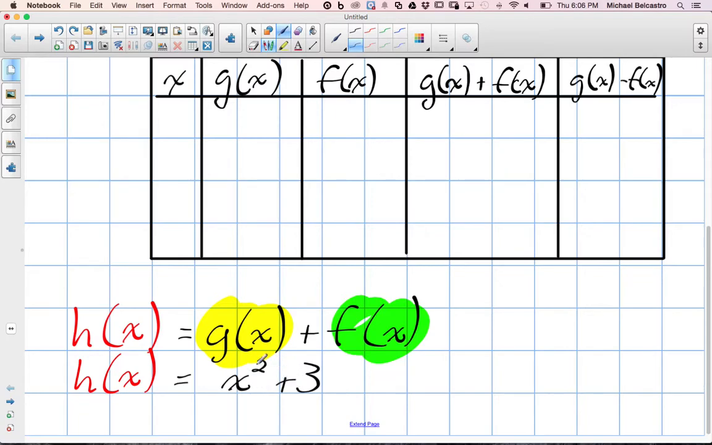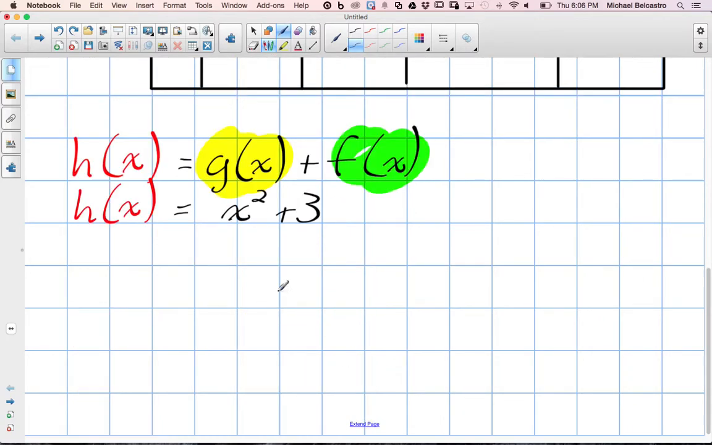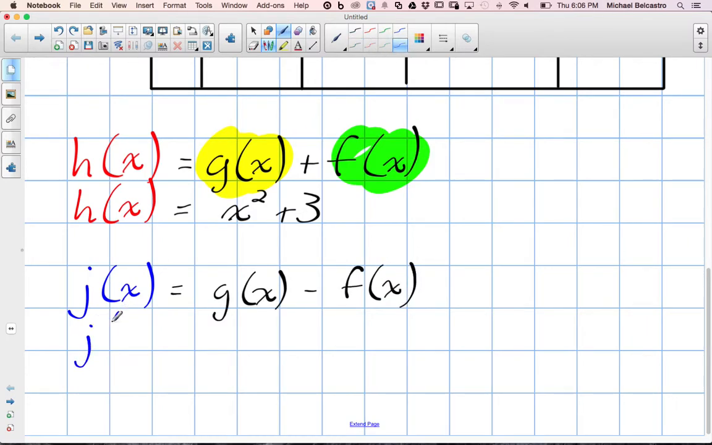And if you're very good with graphing quadratics, you realize that this is just a quadratic that's been moved up. The vertex has been moved up 3 units. Another way, let's go another one. We'll call this j at x. J at x will be very similar. We're just going to subtract the two functions from each other, so g at x minus f at x. And again, if you're good with quadratics, you'll recognize very quickly that this is the same idea. The only difference is it's been moved down 3 units.